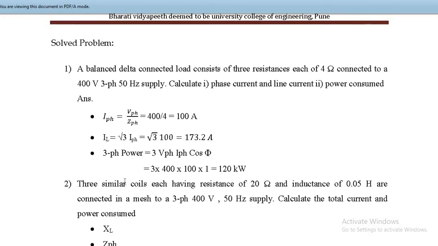cos phi. Okay, but the better and less erroneous method will be to put it in the phase terms. So it will be thrice of VPH IPH cos phi, it will be thrice multiplied by 400 because VPH is equal to VL in case of a delta connected system, multiplied by IPH value 100, that is what you got in the first step, multiplied by 1 because it's a resistive load given to you, so the phase difference between voltage and current will be 0, so cos phi will be equal to 1. Okay, so that gives you 120 kilowatts, right?